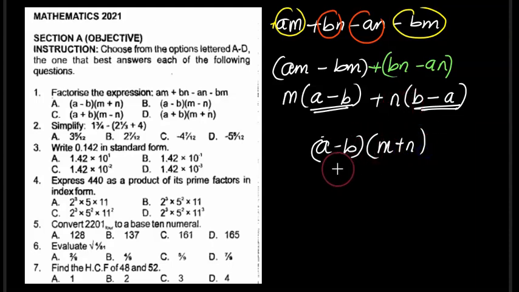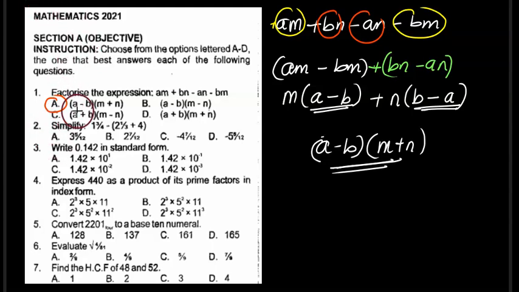This is the answer to this question. I've been able to factorize it, so I have a minus b and m plus n. If you look at this, you can see that the correct option for this question is option A, a minus b, and then we have m plus n. So this is the answer to this question. All right, we're going to go to the next question now. See you in the next question.